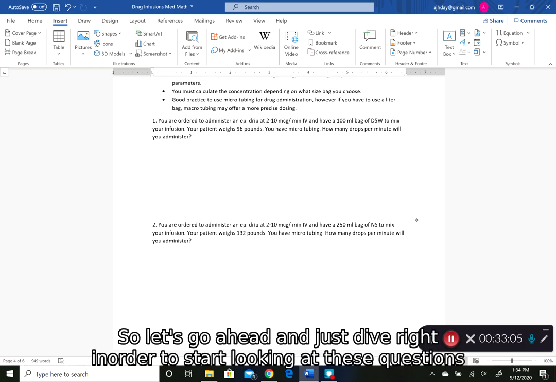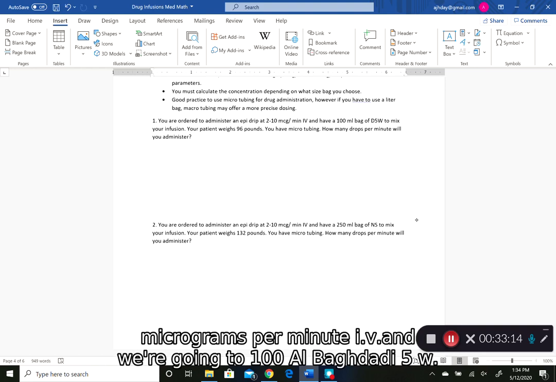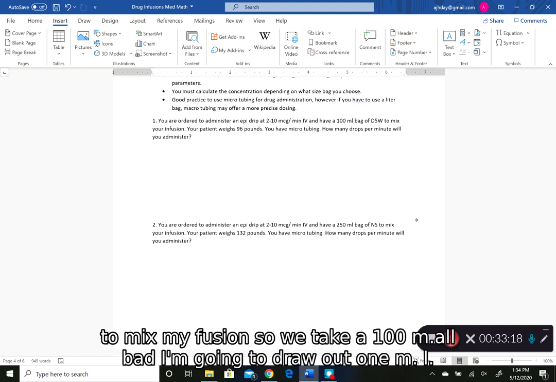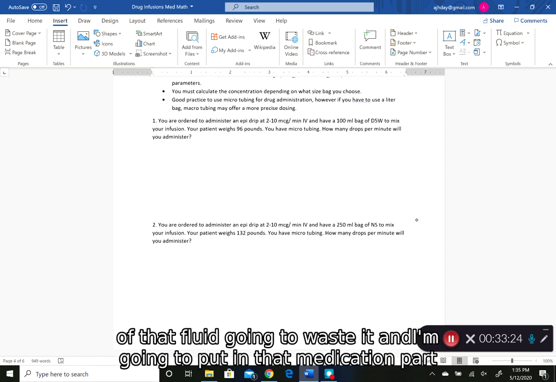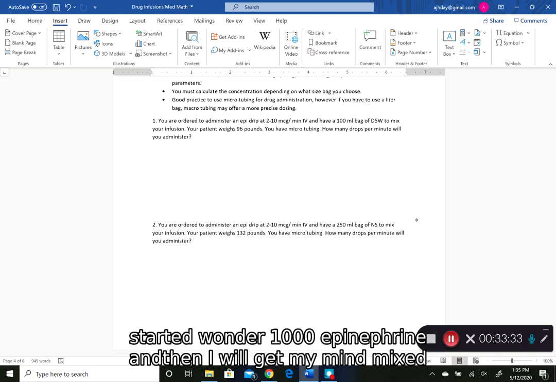So let's go ahead and just dive right in, and we're going to start looking at these questions. We're ordered to give epinephrine, an epi drip, at 2 to 10 micrograms per minute IV, and we're going to use a 100 ml bag of D5W to mix my infusion. So I'm going to take a 100 ml bag, draw out 1 ml of that fluid, waste it, and put in that medication port 1 ml, which is 1 milligram, of my 1 to 1,000 epinephrine.